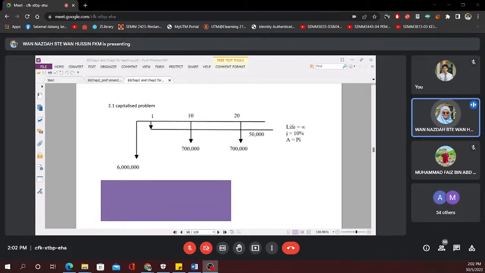All right, can we complete this question? So for this capitalized project, what was the question? What did the question ask you to determine the value of?